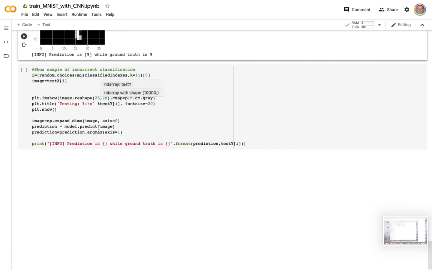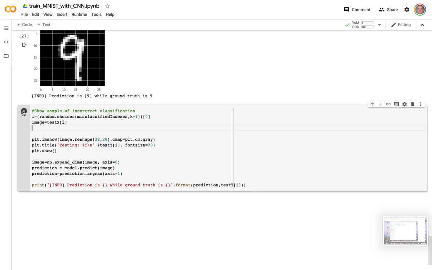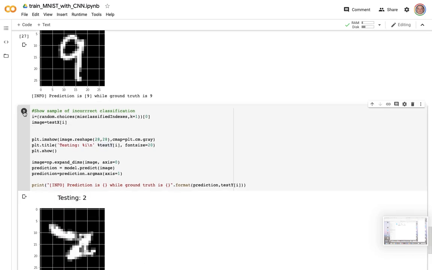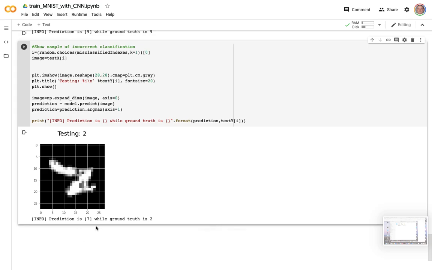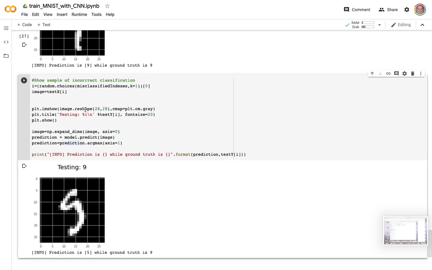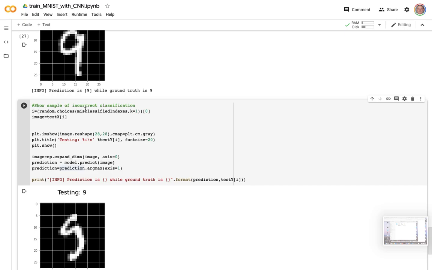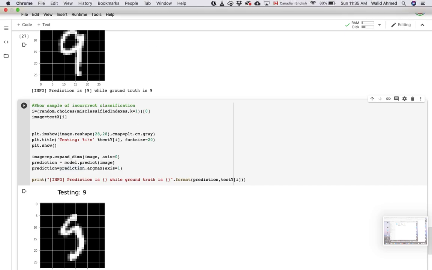Now let's see one of the wrongly classified ones. So I guess this was 7, but the ground truth was 2. If you run again, I guess you'll get a different one. This time the prediction is 5, but the ground truth is 9. And this is how we can visualize the output and see which samples you got correctly and which samples you actually didn't get correctly. Thank you.